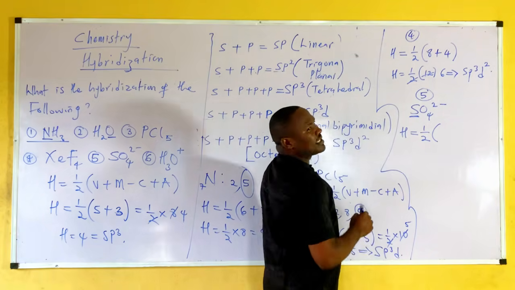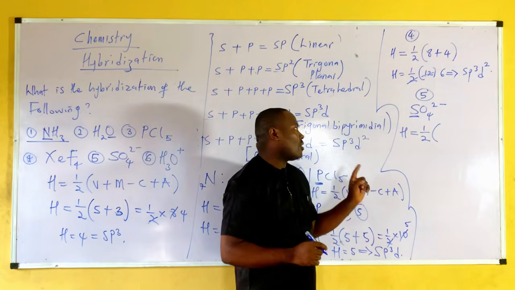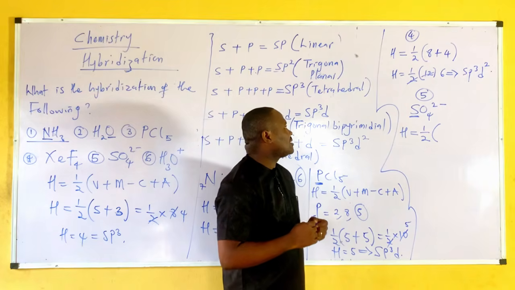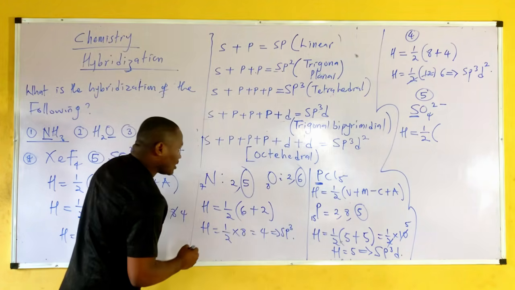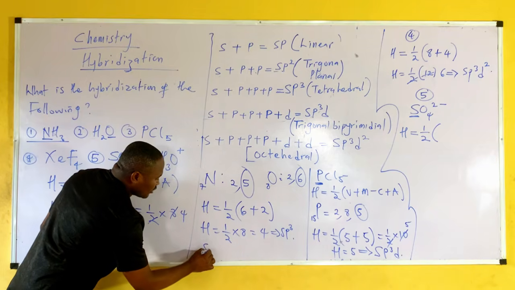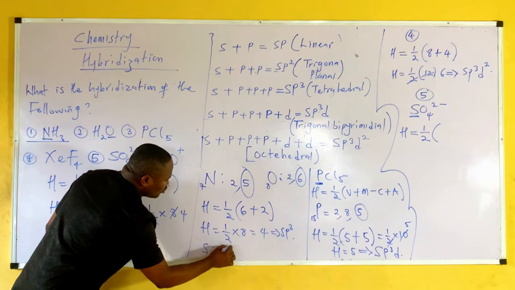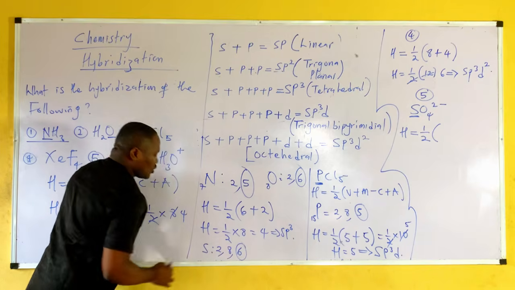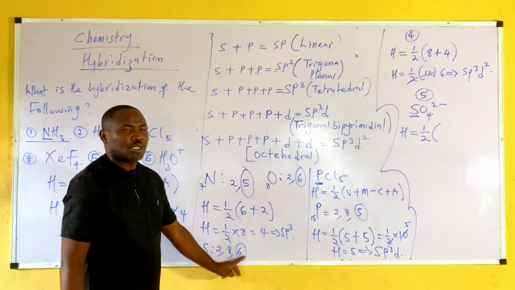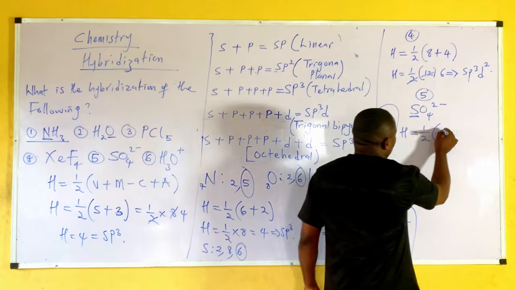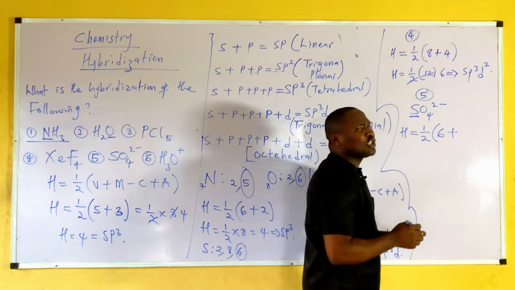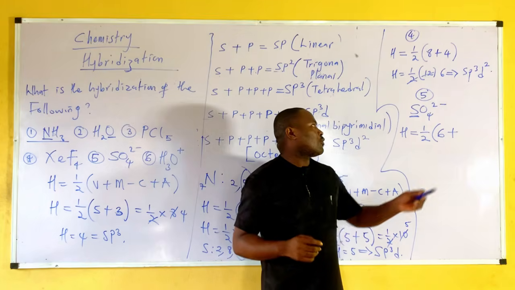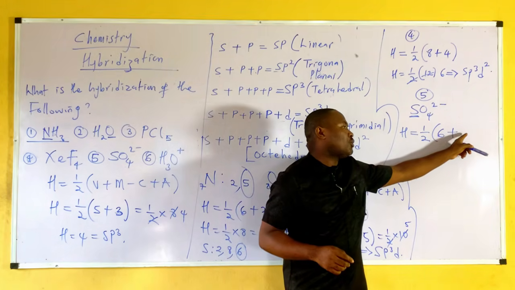Sulfur is the centralized atom. Now, what about sulfur? Sulfur is 16, 2, 8, 6. So the number of valence electron is 6. So I'll put here 6 plus. Now you would have said, what is the number of atoms attached to sulfur? You would have said 4 plus 4.